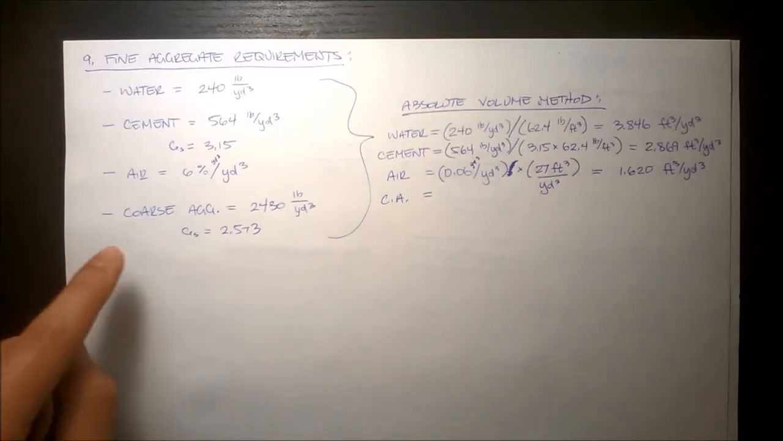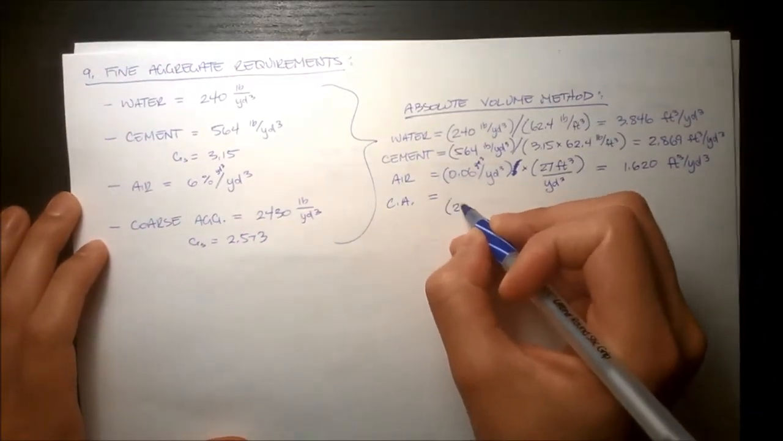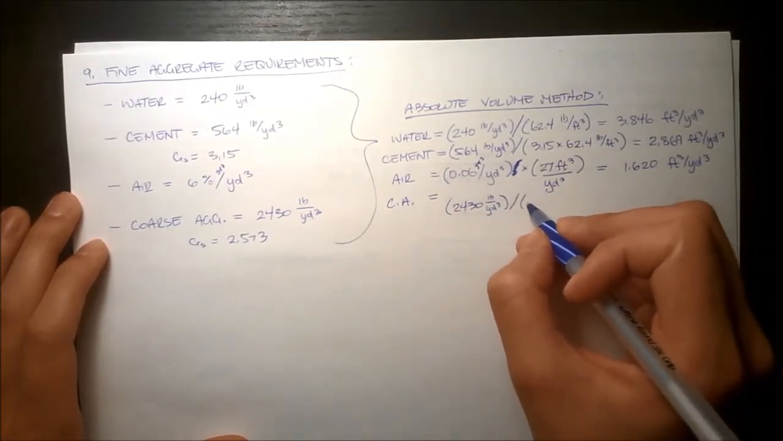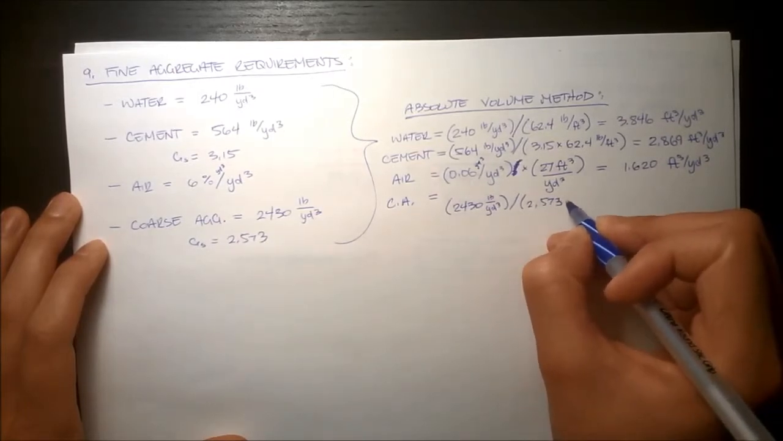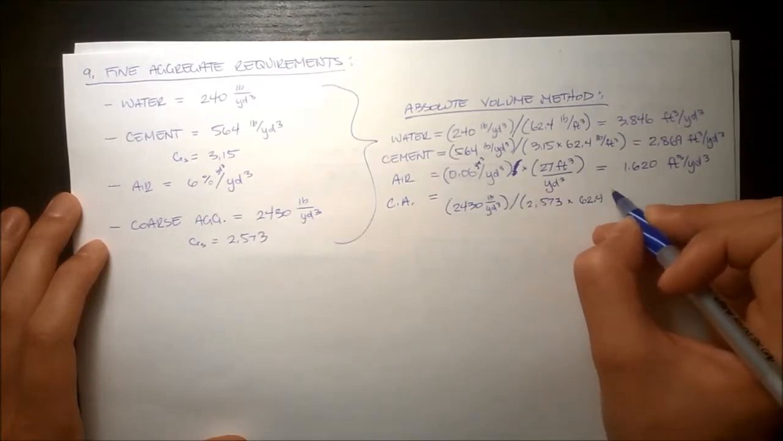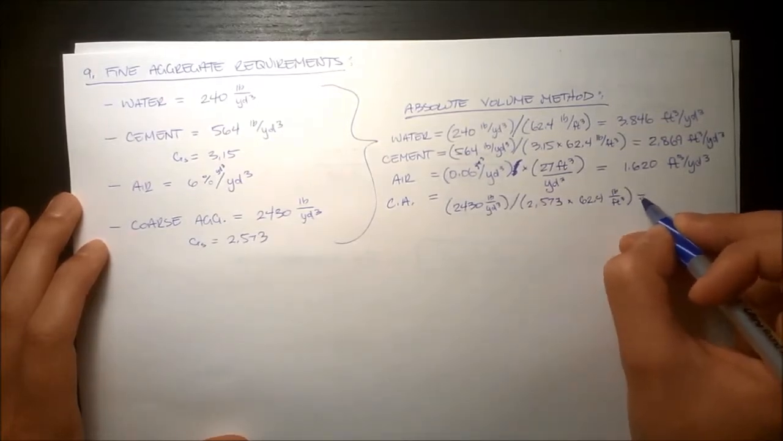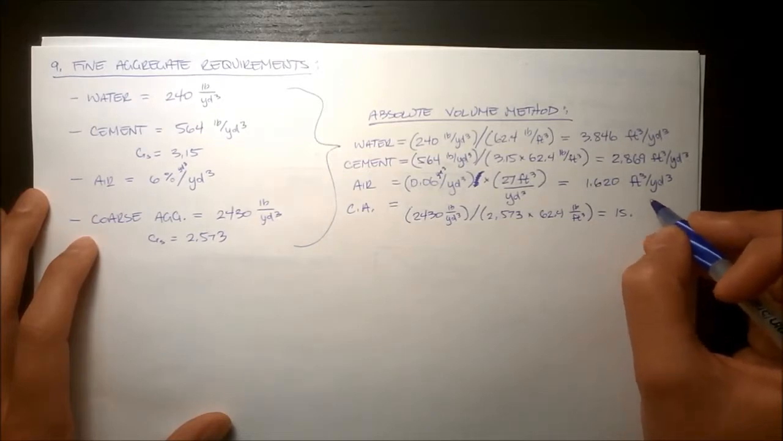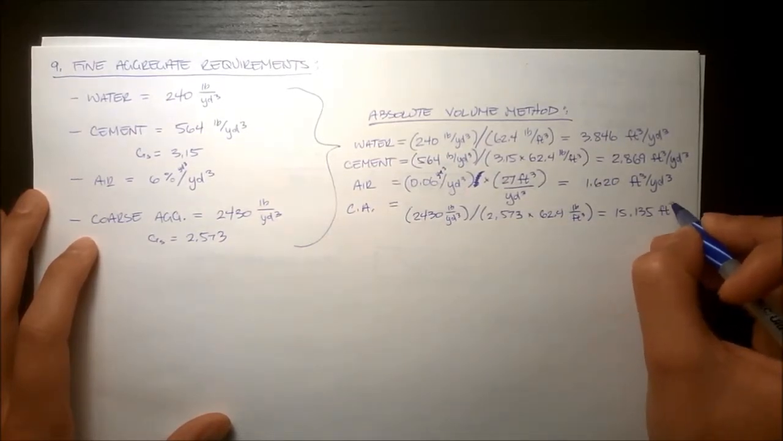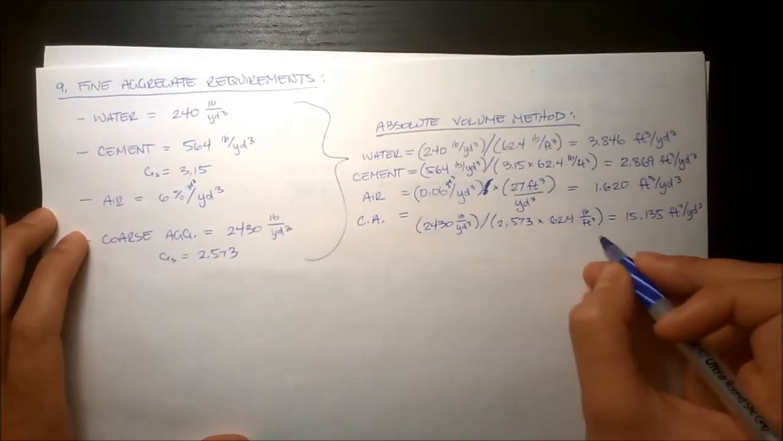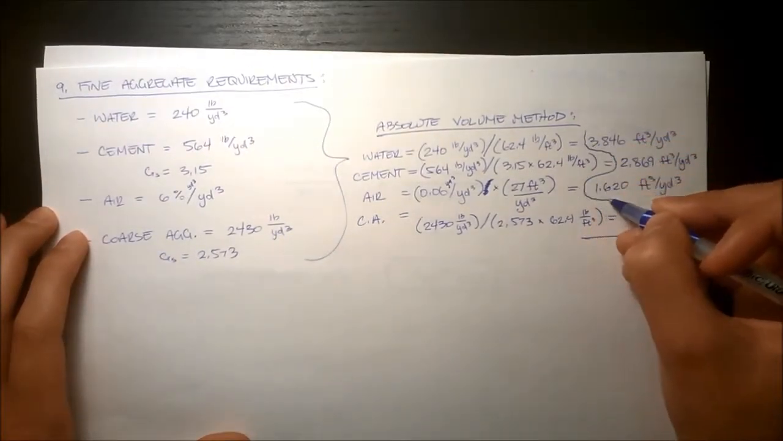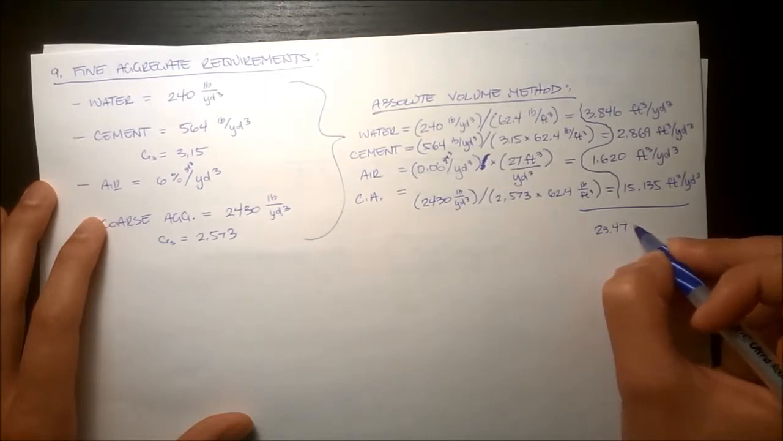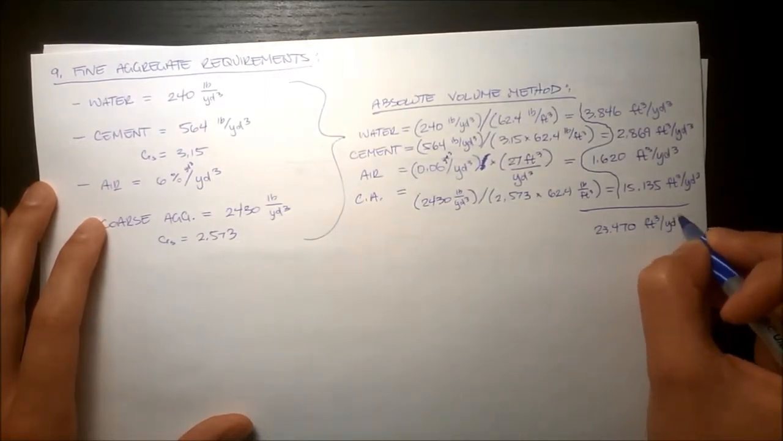Now, coarse aggregate, we do just like we did with cement. So we have 2,430 pounds per cubic yard divided by the specific gravity times the unit weight of water, pounds per foot cubed, and that's going to give us 15.135 feet cubed per yard cubed. So if we total these up, we get 23.470 feet cubed per yard cubed.